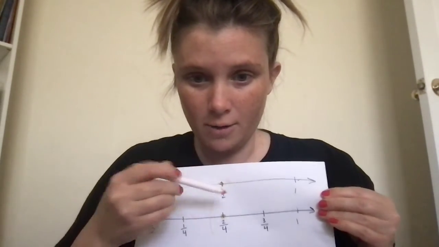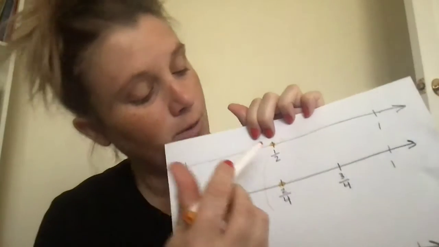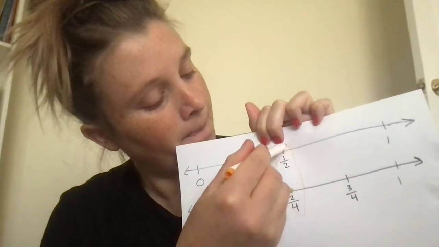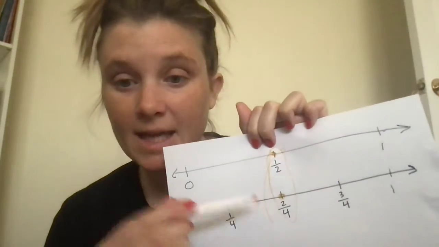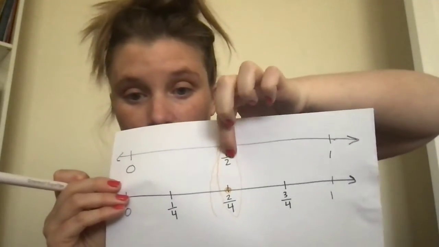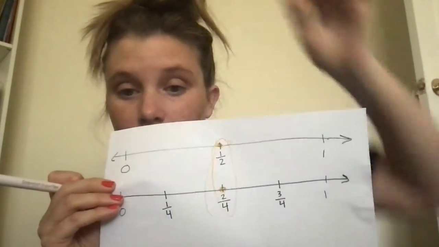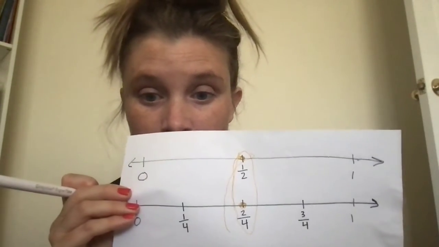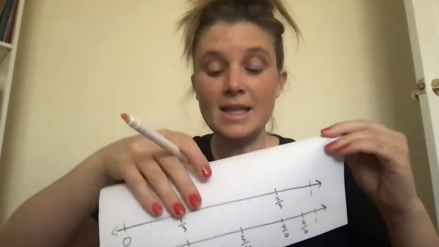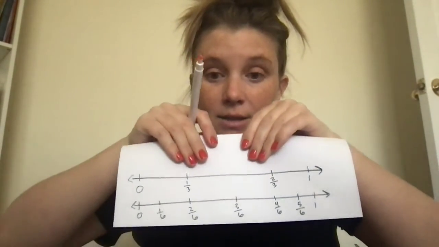Can we draw a circle around it like this? Kind of more of an oval, but is it straight up and down? Do they line up? Yes. So 1/2 and 2/4 are equivalent. Great. Okay. Now, can you draw these two number lines for me?